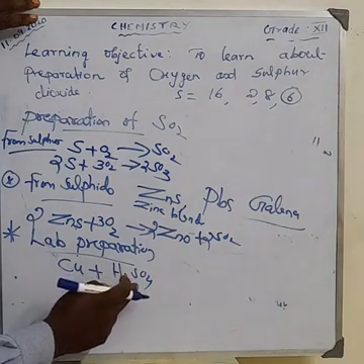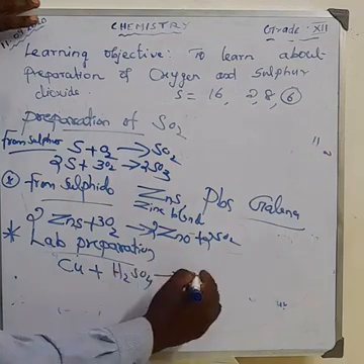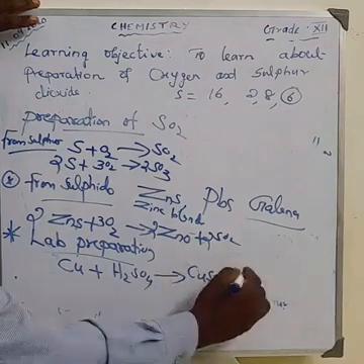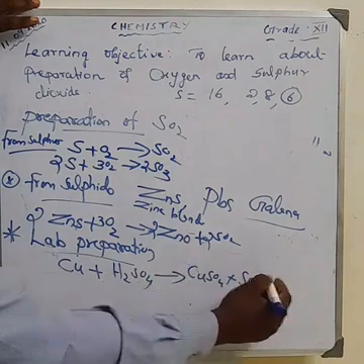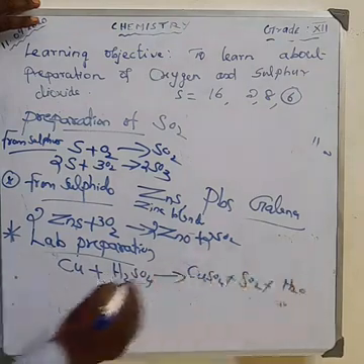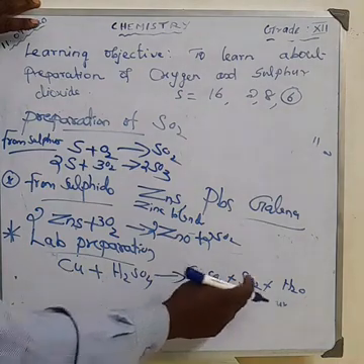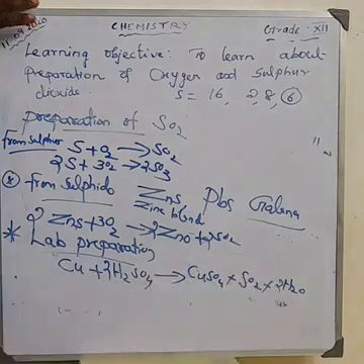Here the sulfur dioxide gas is evolved and water is also produced. Copper combines with sulfuric acid to give CuSO4 plus sulfur dioxide gas, SO2, and hydrogen combines with oxygen to form water. How can you balance the equation? Here 2 sulfur is there, so make it 2 here. 2 hydrogen is there, so make it 2 here. Now the equation is balanced.